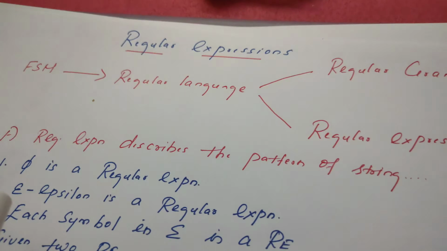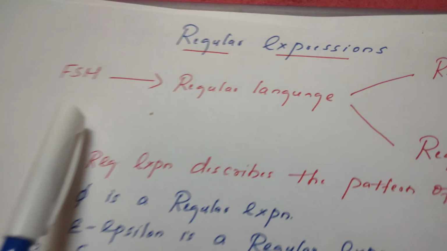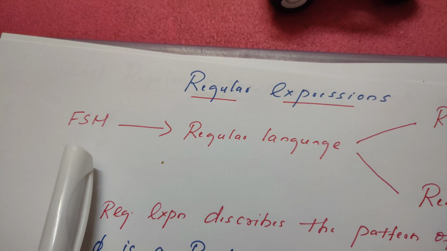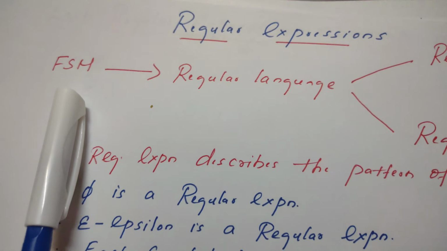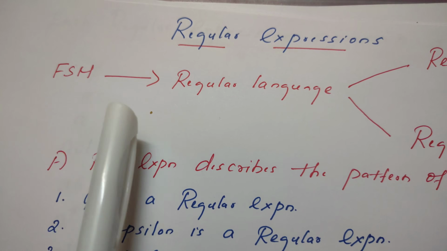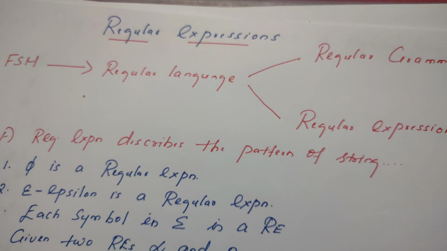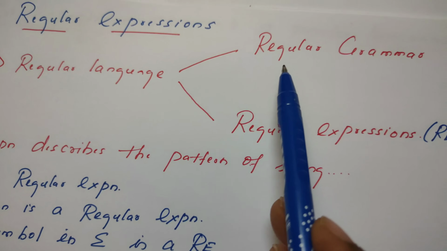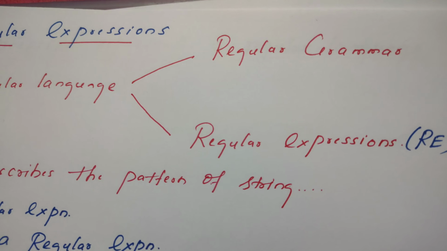Today in this video we discuss regular expressions. Already in my previous videos we have seen what is a finite state machine. There are 3 videos which introduce finite state machine in detail. Please watch those videos. Finite state machine recognizes regular language. And this regular language can be represented in 2 ways. One is a regular grammar and the other one is regular expression.